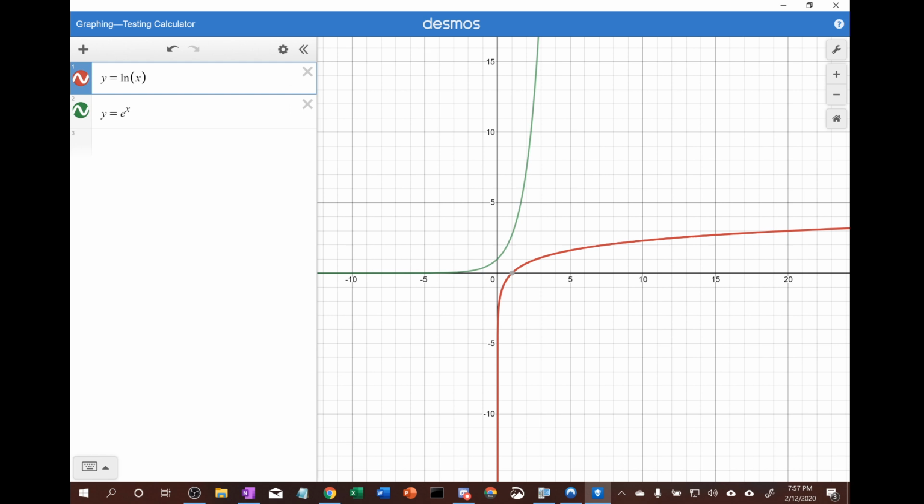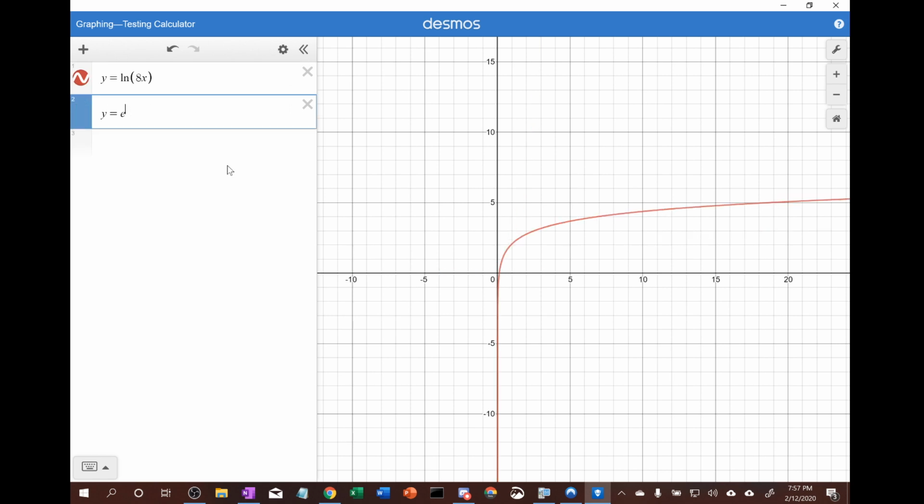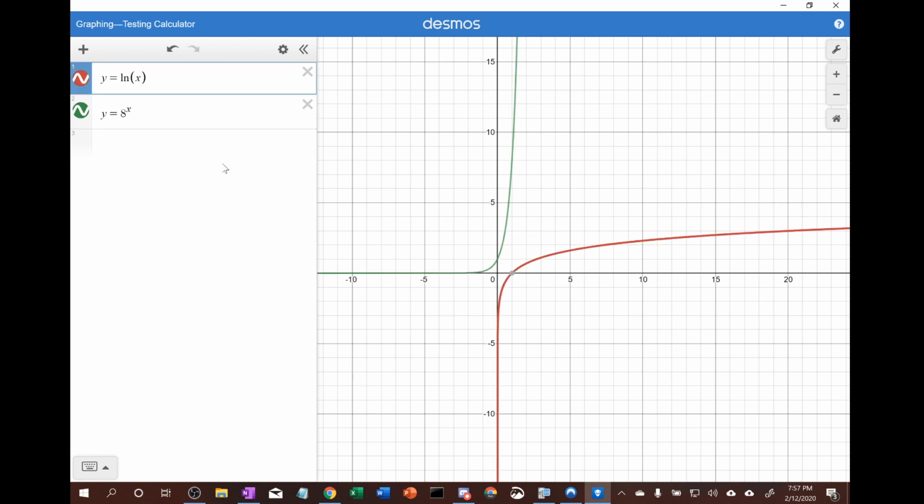So if I put in ln of 8x, and then I do this, no, that's not the same thing. I was going to try to demonstrate something cool here. What if I put the 8 on the outside? It's interesting.